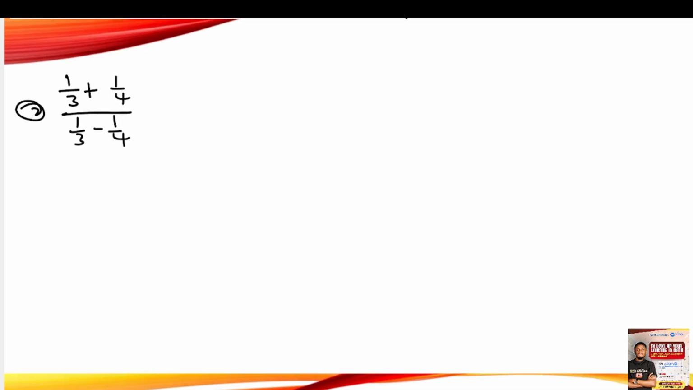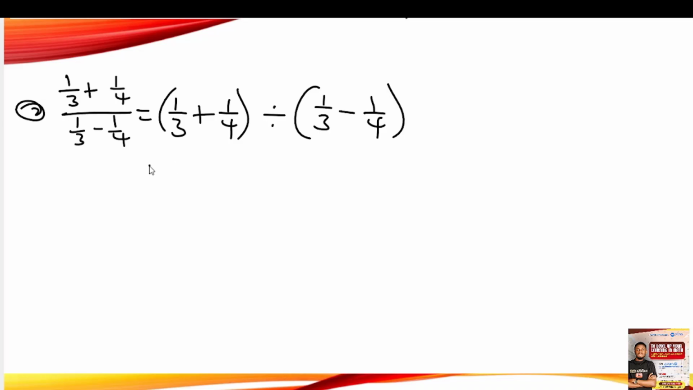So I can rewrite this fraction as 1 on 3 plus 1 on 4, all in brackets, divided by 1 on 3 minus 1 on 4, brackets closed. Now we have addition here and subtraction too here. So the best thing to do here is to find the LCM. In that case, the LCM of 3 and 4 for the first one is 12.